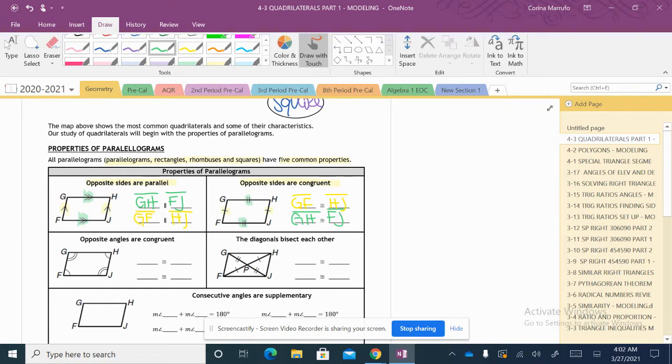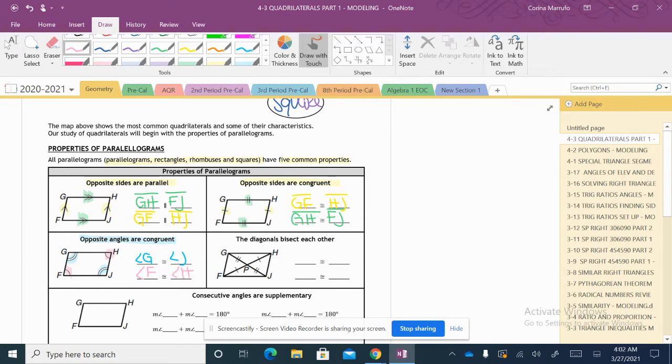Okay, so now the next thing is the opposite angles are also congruent. So our opposite angles that are congruent, for example, G is opposite J, they are congruent, which means they're equal in measure. So angle G is congruent to angle J. And here we have F and H. So angle F is congruent to angle H.